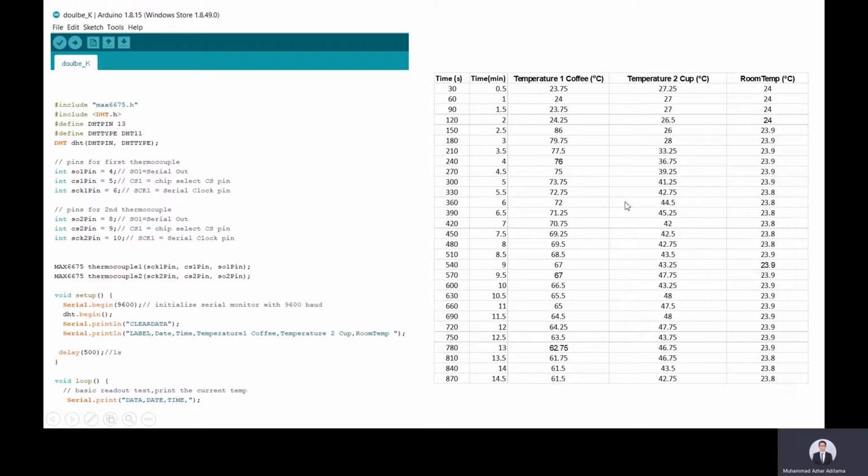This is what the Excel data collection will look like. There is a time interval of 30 seconds for each data. There are three temperature measurements. The first one is the temperature of the coffee. Next is the temperature of the cup, and lastly the room temperature.